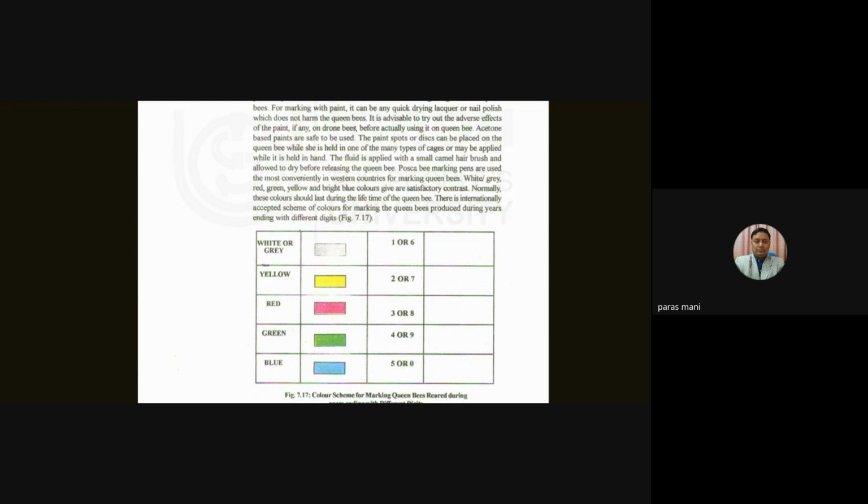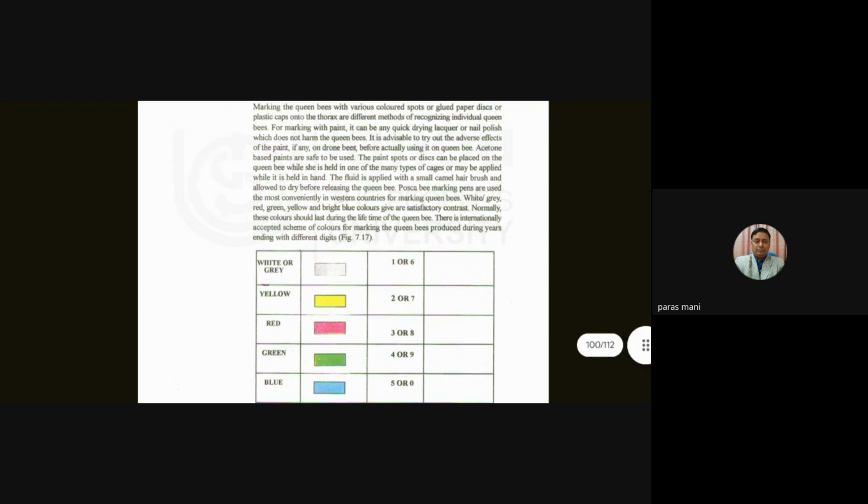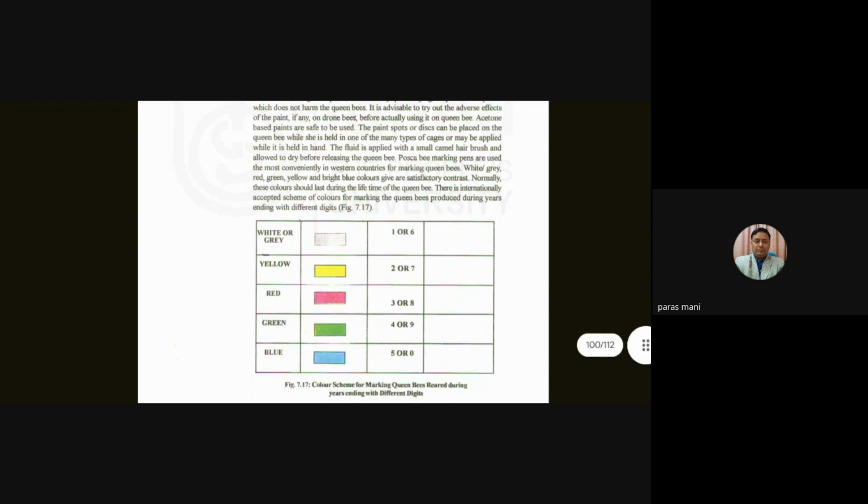These different colors indicate the year of introduction. For example, if you introduce it in 2021, that will be marked with white. If you introduce it in 2022, that will be marked in yellow. See here, years ending with 1, 2, 3, 4, 5 use similar colors, and years ending with 6, 7, 8, 9 use these colors.